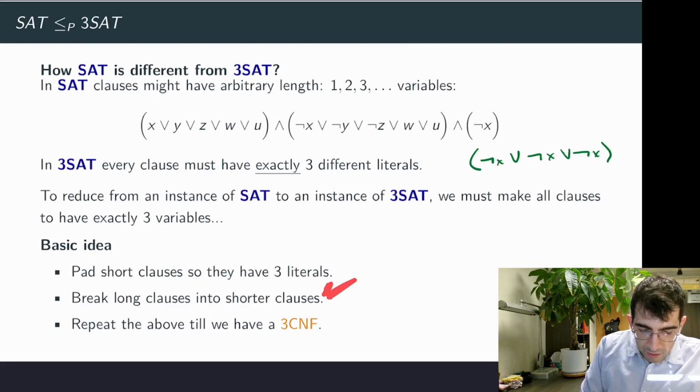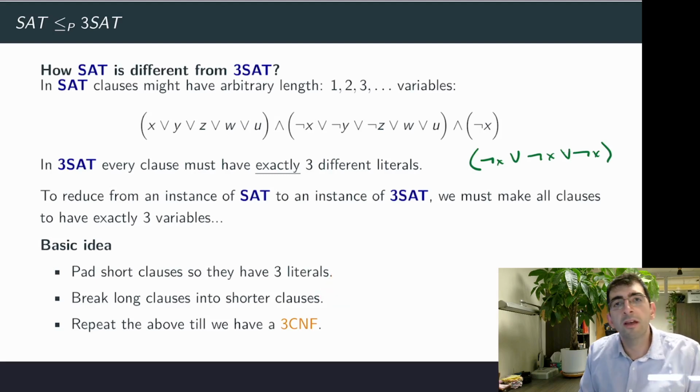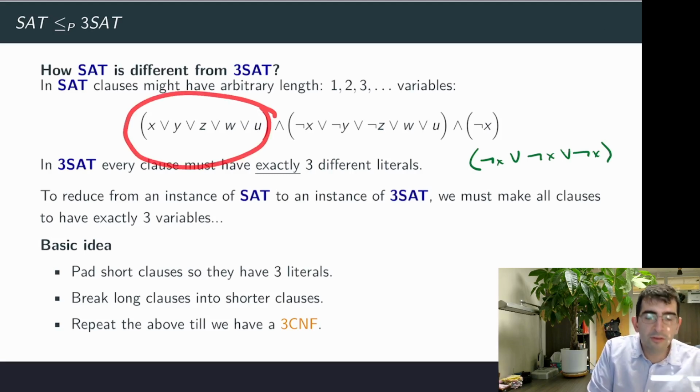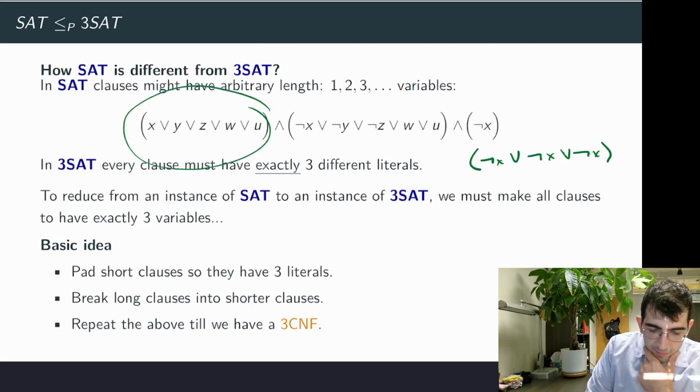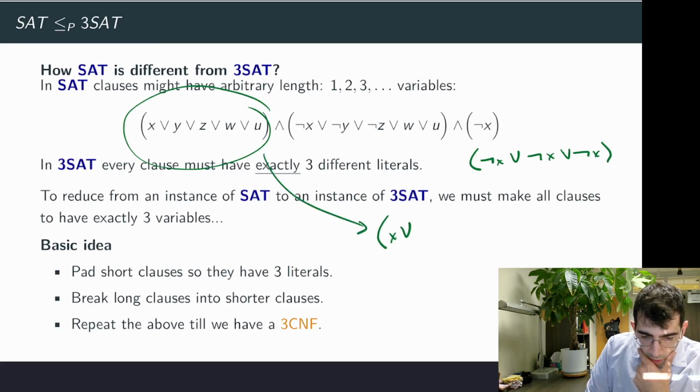Now we need to find a way to break clauses longer than 3 into a CNF formula with 3 literals per clause. So how do we break up these longer clauses? Here's the trick. In these longer clauses, only one of the literals needs to be true. So if we break it up, if for instance we take this clause and transform it into X or Y or Z, and W or U.